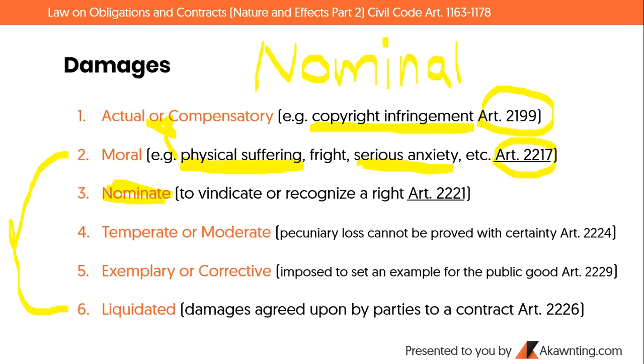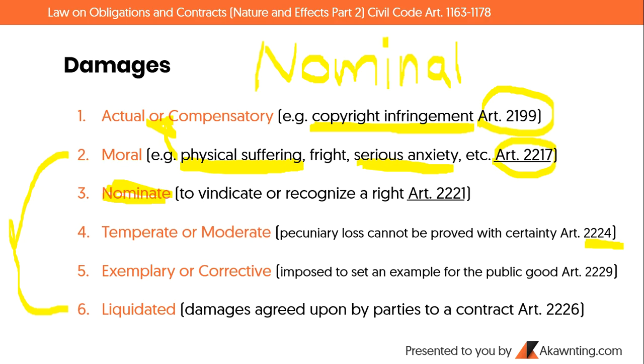Okay, so, moving forward, so, yun nga, ang temperate or moderate damages usually in terms of ginagrant ng court, mas mataas siya normally sa nominal damages, pero mas mababa siya sa usual, actual, or compensatory damages. So, to read more about temperate or moderate damages, so mag-start kayo sa Article 2224.